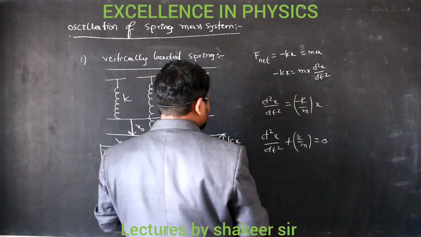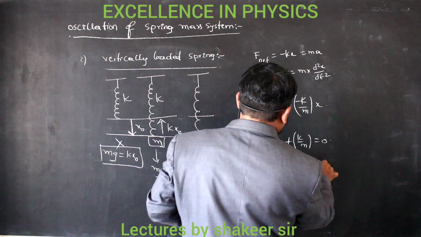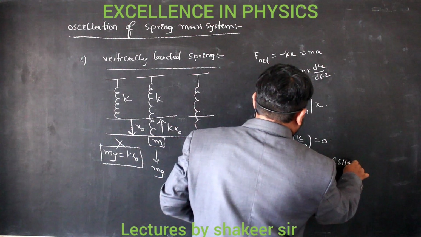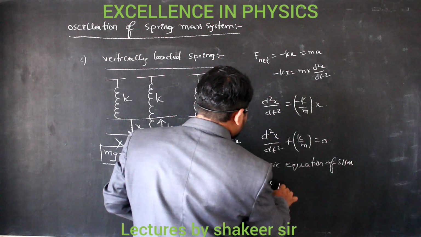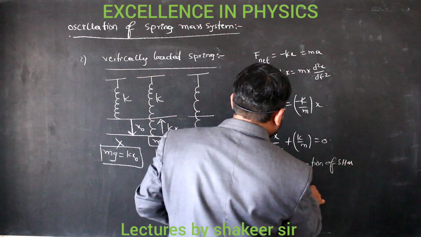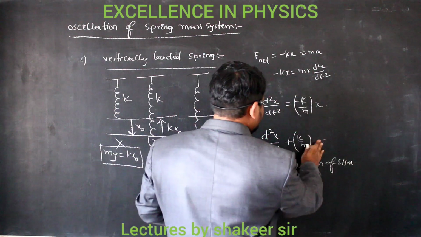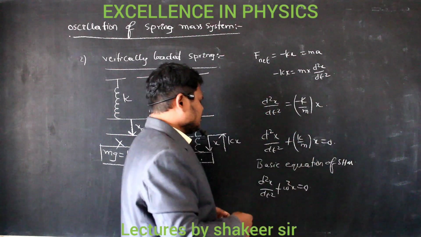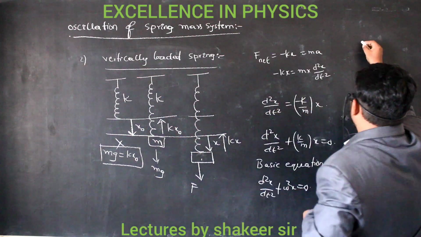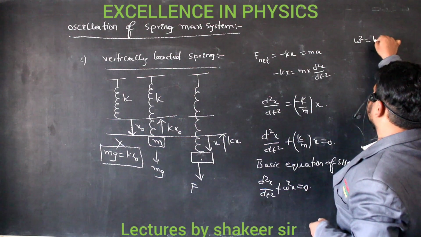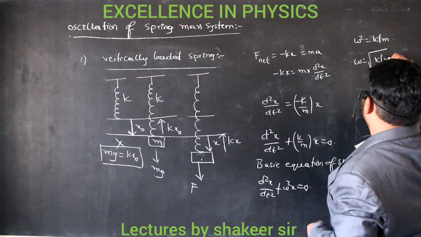Now we compare this equation with the basic equation of simple harmonic motion. So what is the basic equation of simple harmonic motion? d square x by dt square plus omega square x is equal to 0. Clear? So if I compare both of them, definitely I can say omega square is nothing but k by m. Clear? So by comparing both of them, omega square is equal to k divided by m. So omega is equal to the square root of k divided by m.